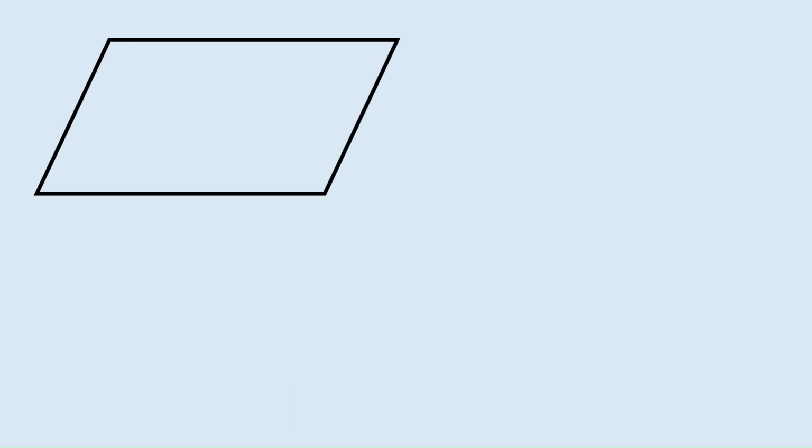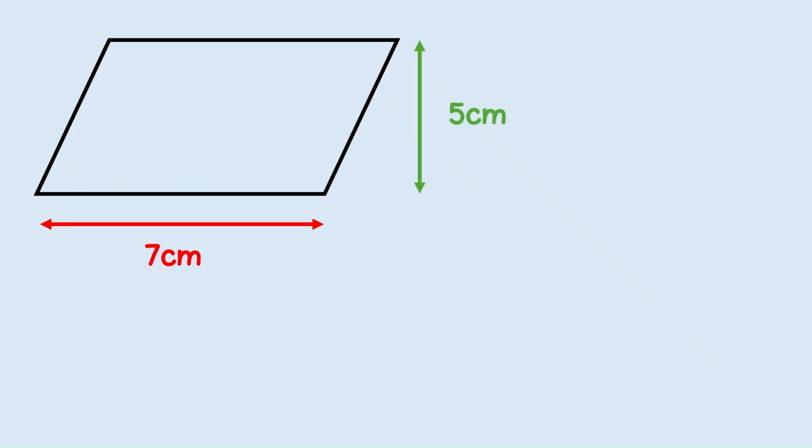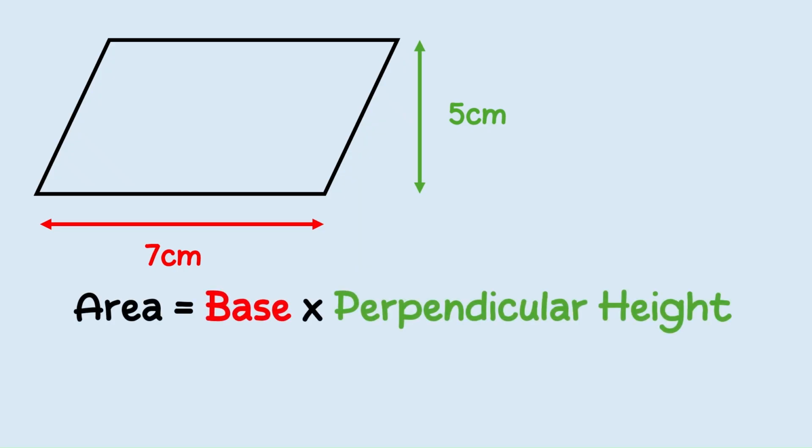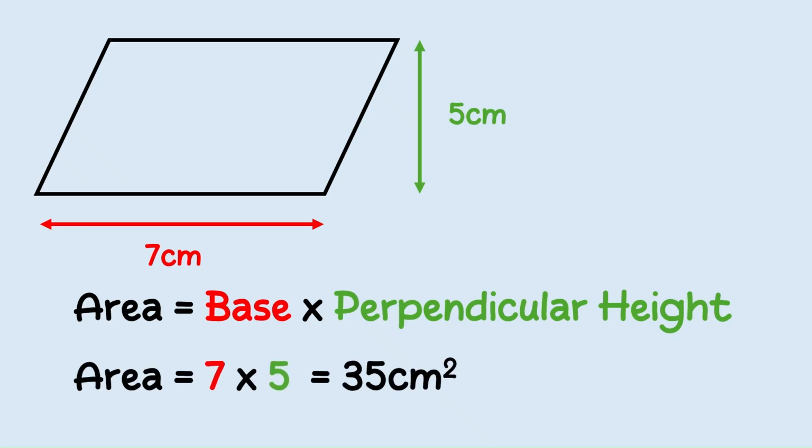In this example, we're given a base of 7 centimeters and a perpendicular height of 5 centimeters. Remembering our formula is area equals base times perpendicular height, we need to do 7 multiplied by 5, and that gives us 35 centimeters squared.